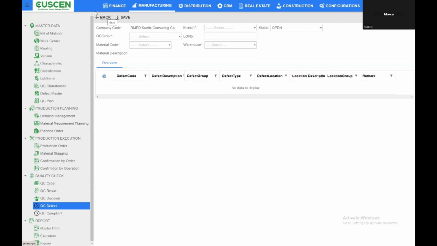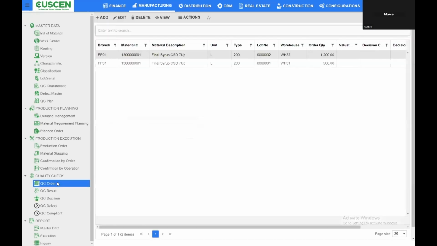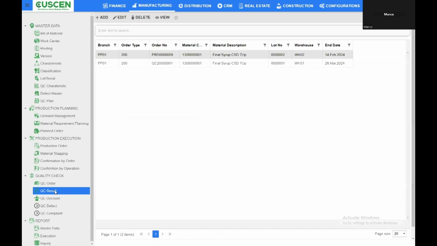So within your QC order, this refers to the specific quantity of goods that are subject to quality check. QC orders are created in the system when goods are received or produced and are used to group similar items together for checking purposes. QC results is a process of capturing and documenting all the results of a quality check in Cuscen, and the QC results process includes collecting data on QC characteristics and QC results and documenting any findings and defects identified during the checking process.